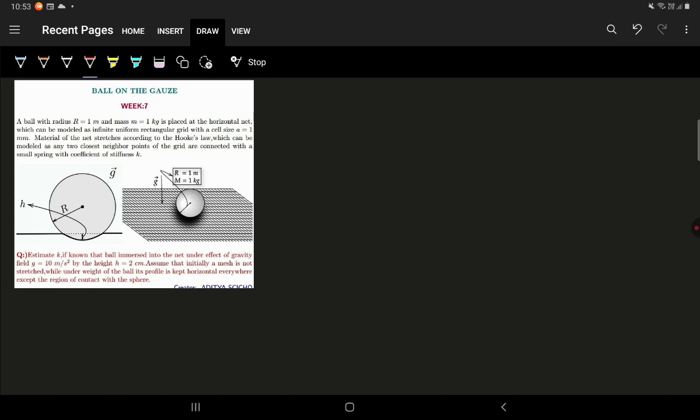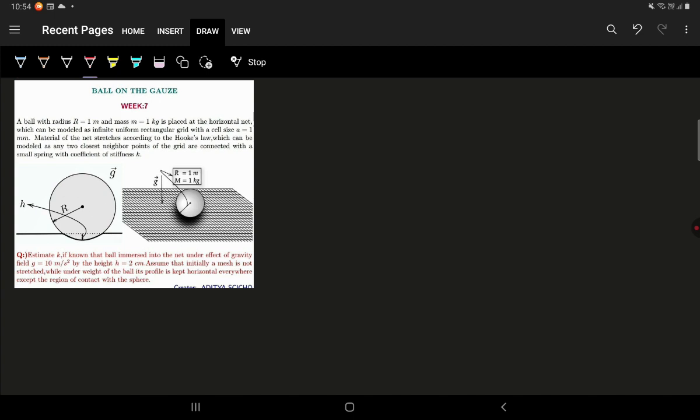So the question says that you have a ball of radius capital R equal to 1 meter, and mass m equal to 1 kg, placed on a horizontal net, which can be modeled as an infinite uniform rectangular grid with cell size a equal to 1 millimeter. The material of the net stretches according to Hooke's law, which can be modeled as two closest neighboring points of the grid connected by a small spring of coefficient of stiffness k.